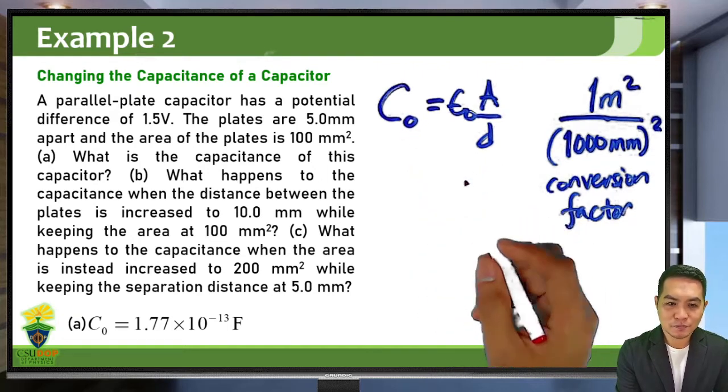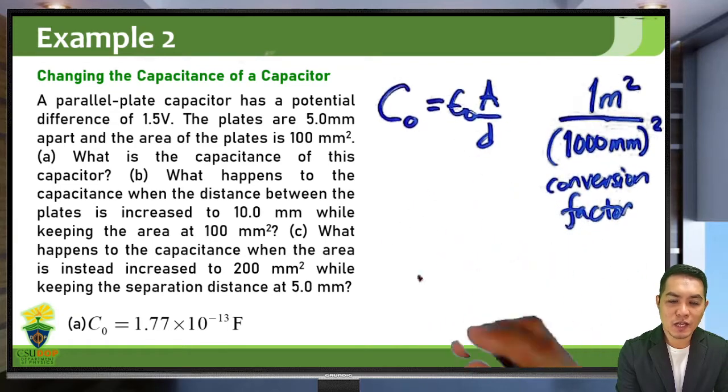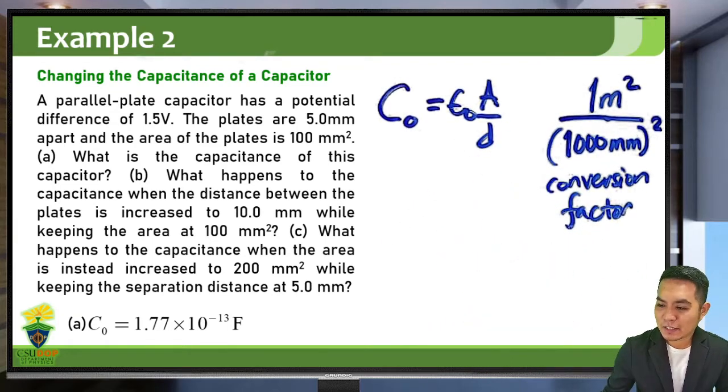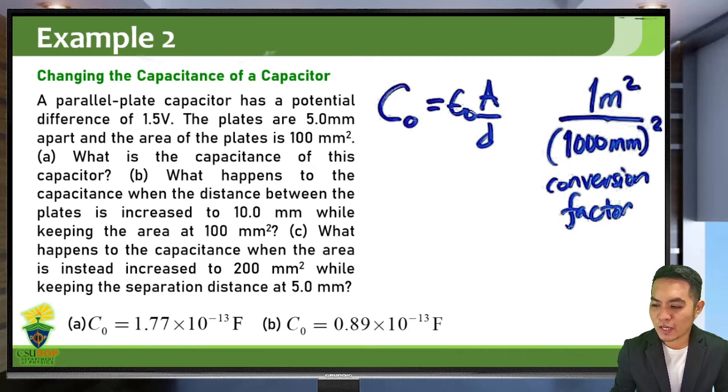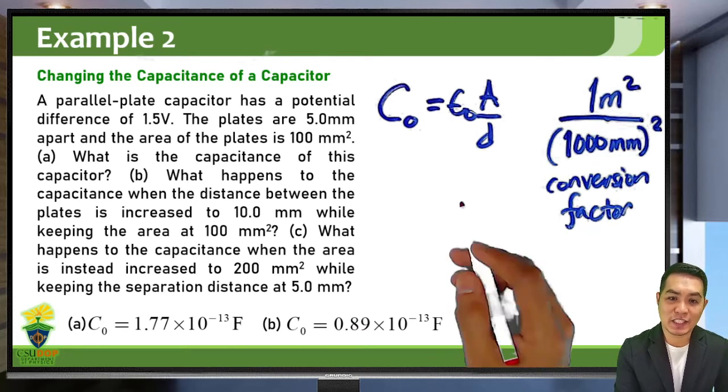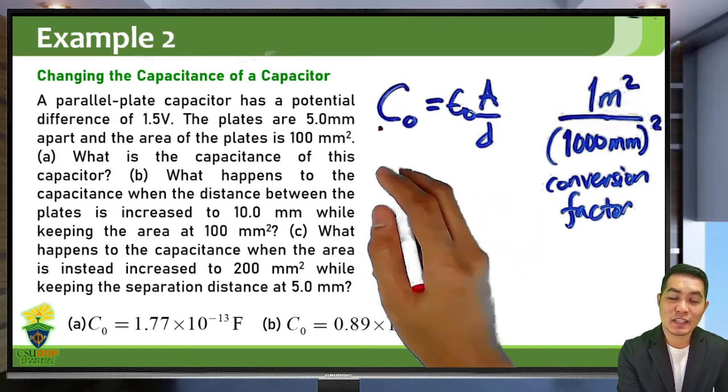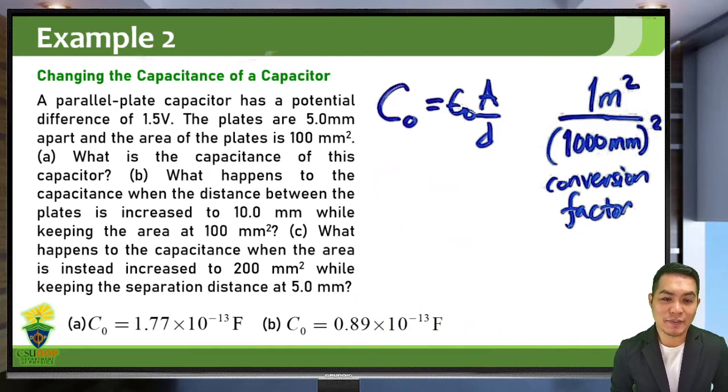So you use the same formula and you will find that the capacitance will now be from 1.77, now it will be 0.89. And that's actually 1/2 of the 1.77 because you double the separation distance D, making the capacitance 1/2 of the original value.